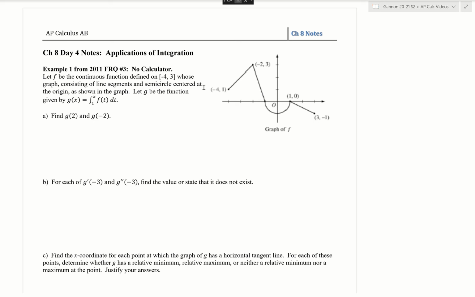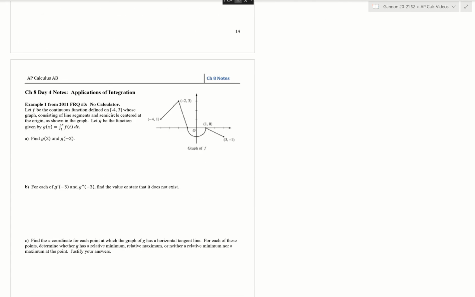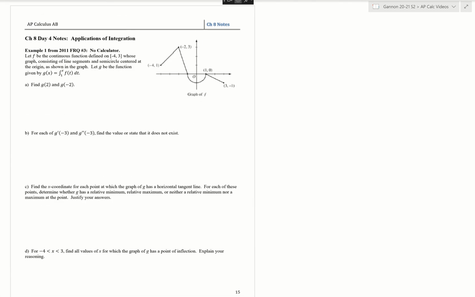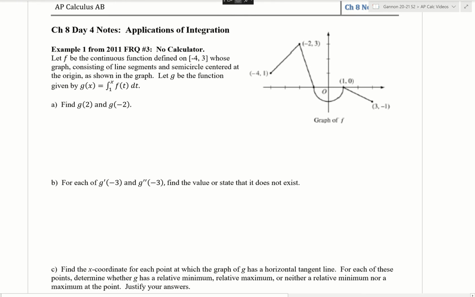What we have to start is an example of an FRQ. This is from 2011. It is a non-calculator FRQ. So you can take a look and see there's four parts, A, B, C, and D, that go with the given information. I would recommend you guys pause the video and see what you come up with on your own. And given the test, you'd get about 15 minutes to do this problem.